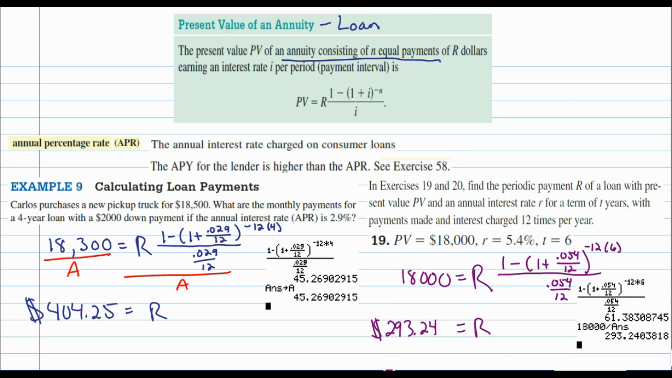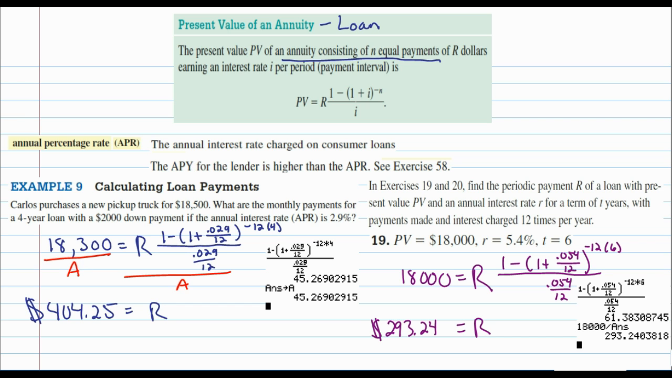So this person's going to be paying monthly payments of $293.24, which seems a lot less than Carlos's payments. Well, the thing is, this person has a higher interest rate, but they get to pay it over 6 years. Carlos had to pay all of his off in 4 years. Plus he had a little bit more money, $18,300 versus $18,000.